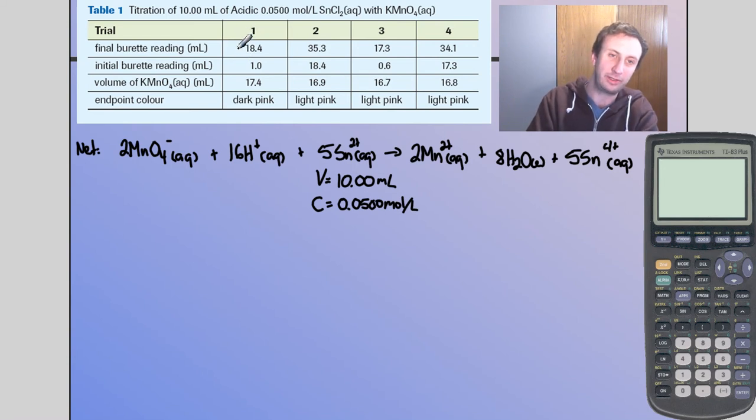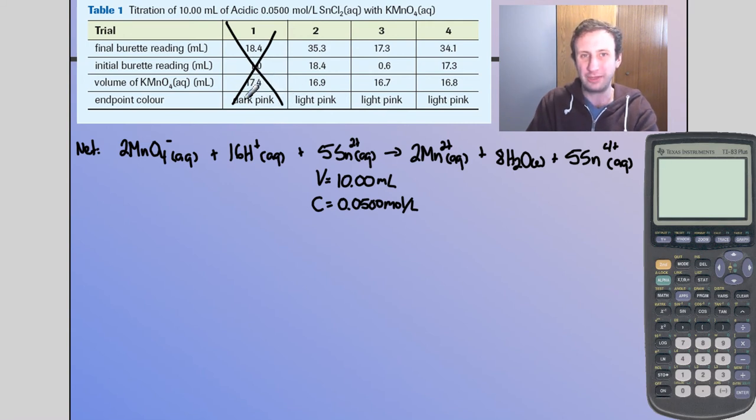Now, really quickly, I can look at the trials 1, 2, 3, 4 and consider if I should get rid of one of them. And given that trial 1 is quite a bit far off of the other ones at 17.4 compared to 16.9, 16.7, and 16.8, I can confidently get rid of this trial. Also, if you look at the endpoint color, it's dark pink. So this is a trial where they definitely overshot the titration endpoint, because it ended up dark pink instead of a light pink. So we had a lot of unreacted permanganate. Too much titrant was added.